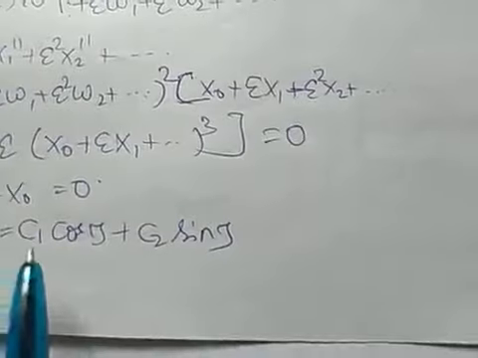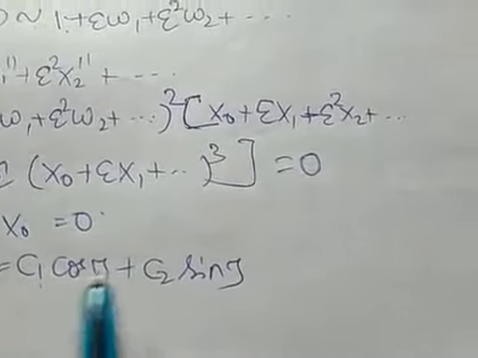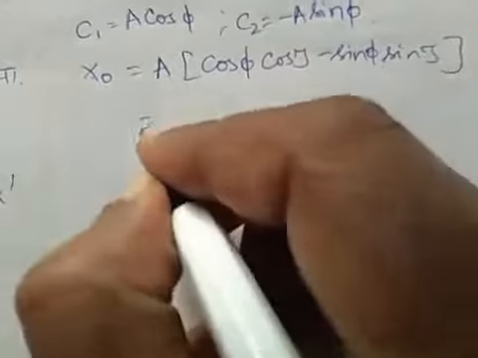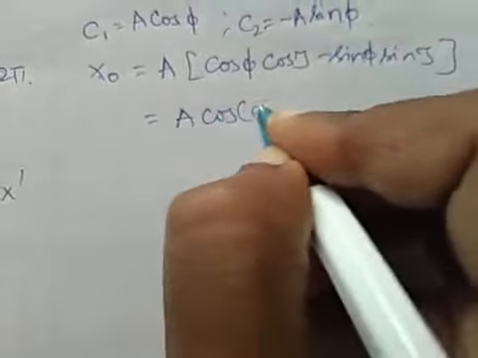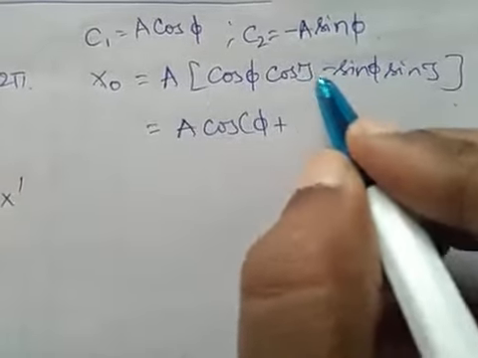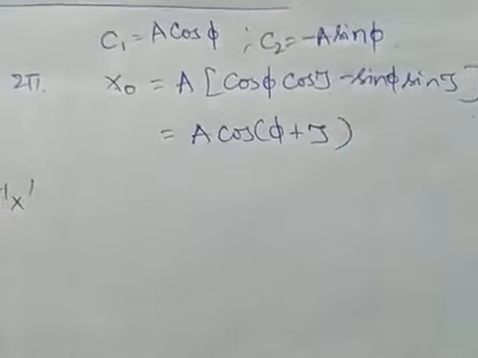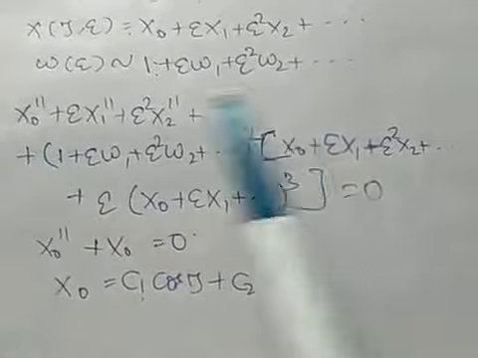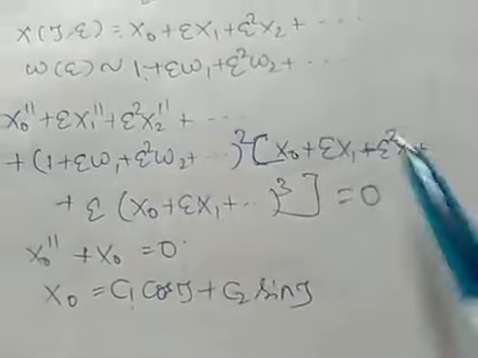Here in place of c1 I have substituted a cos phi. In place of c2 I have substituted minus a sin phi. So using the cos(A+B) formula, we will get x naught as a cos(phi plus tau). Now we are going to equate the coefficient of the epsilon term.